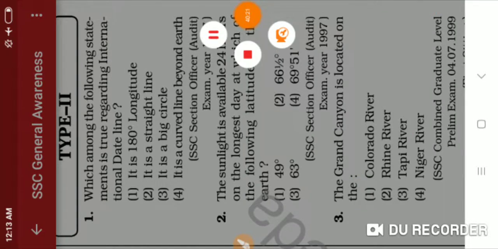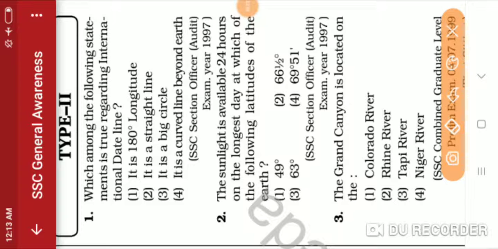Next question is that which among the following statements is true regarding the international dateline? So the international dateline is 180 degree longitude. So it's correct, 180 degree longitude. Okay.